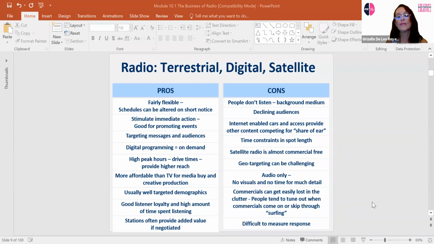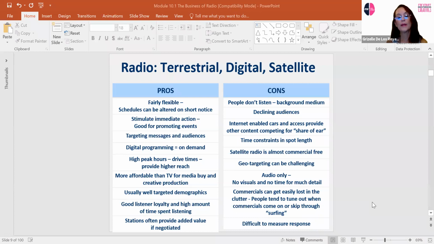And it could have a very high amount of time spent listening, which is one of the metrics Nielsen Audio uses when measuring radio, like they do with television. But here they have a metric called time spent listening: how much time does this person spend on this station versus another station that may have a similar format?